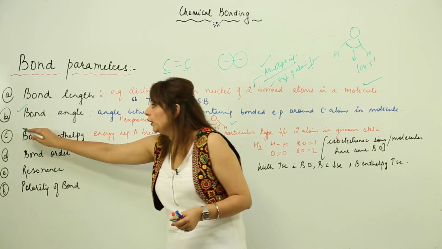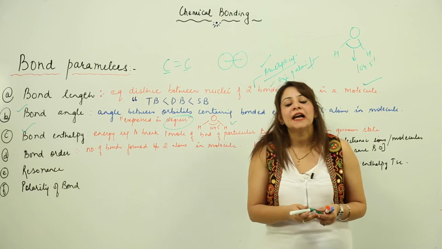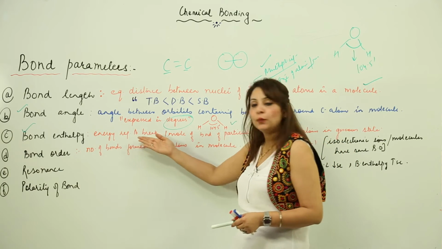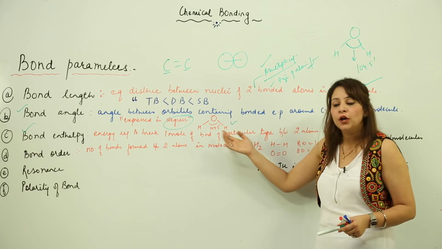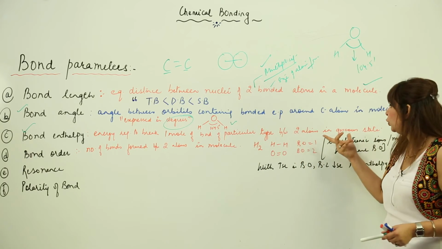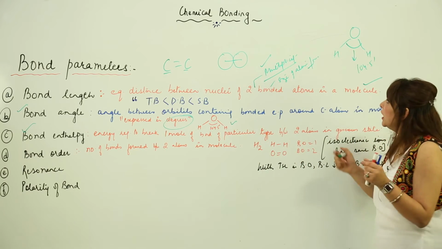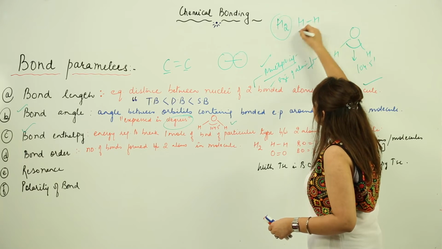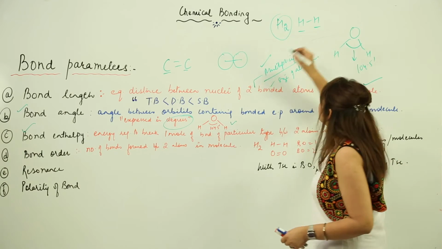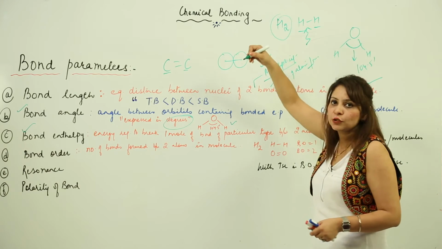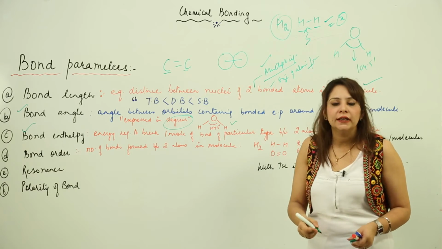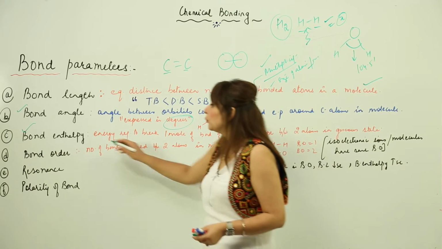Third we have bond enthalpy. As the name suggests, it is the energy required to break the bond. It is the energy required to break 1 mole of bonds of a particular type between two atoms in the gaseous state. Suppose I have hydrogen, where two hydrogens are linked by a bond. The energy which we supply to break it, let's say X, is the bond enthalpy.